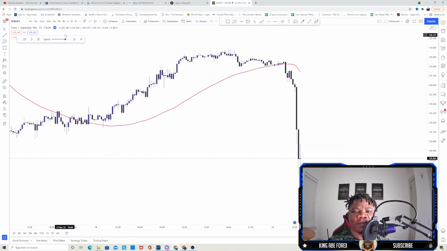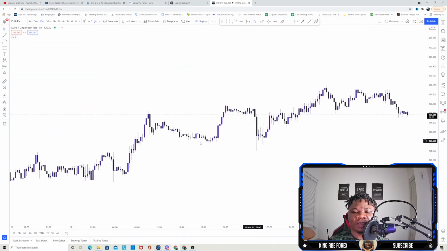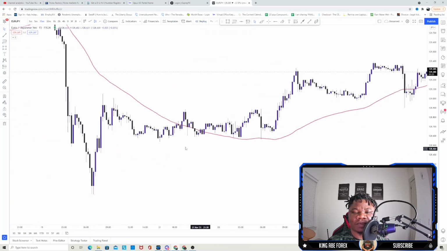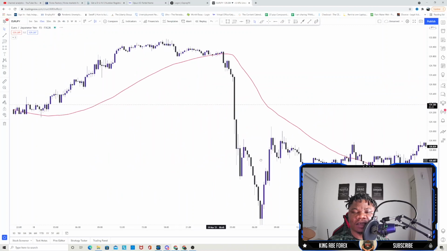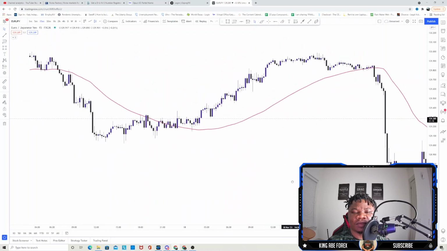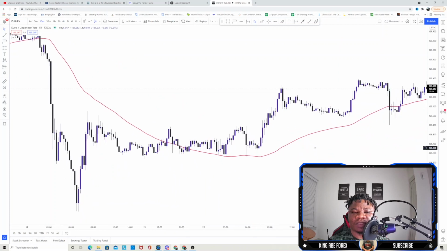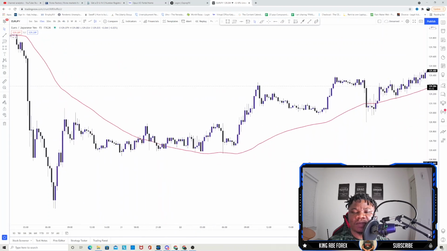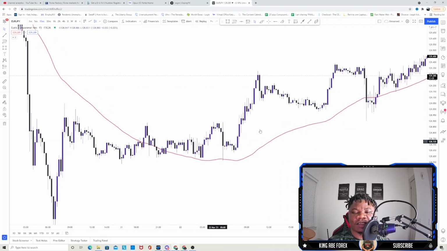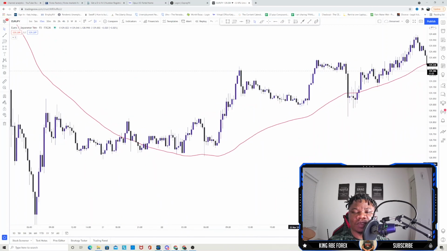Now let's look for a buy position real quick. Let's see here. We can use this, or we can use this buy position right here. We're going to use this buy position right here, because this is the most recent buy trade. So I'm going to use this right here.